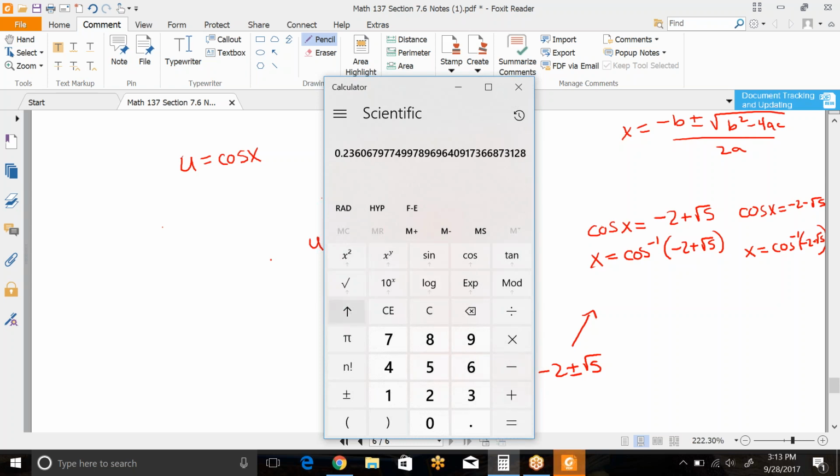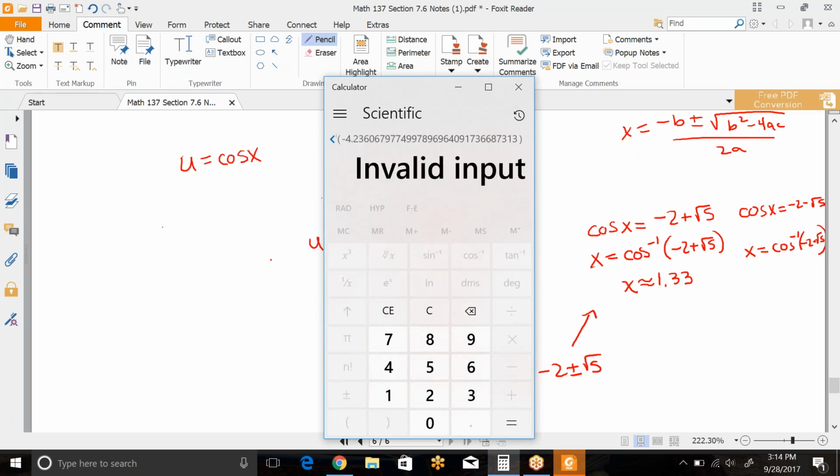So I've got that. So I'm going to do the inverse cosine. And that comes out to x is approximately 1.33. Okay. If we try to do this one, minus this time, excuse me, start over. Negative 2 minus the square root of 5. So that was negative 4.236. If we try to do the inverse cosine of that, we get invalid. This is because this is not between negative 1 and 1. So we can't do that one.